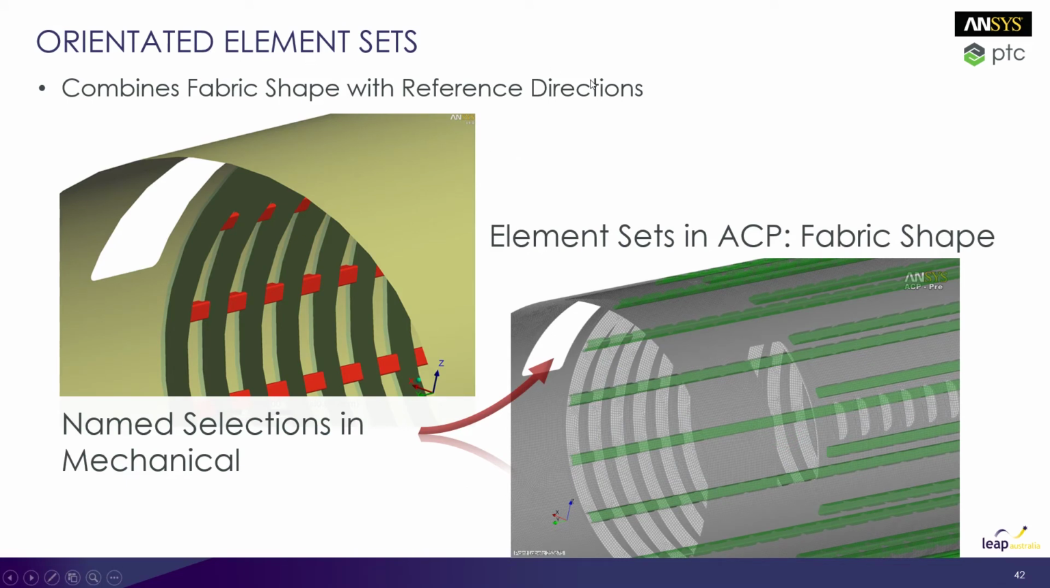The next component in defining a composite layup is to specify the fabric shapes. And a lot of this has already been done in the name selections that we specified in Mechanical. So anything that was specified there is going to be pulled through into ACP as a possible fabric shape. All we need to do is combine that fabric shape with a reference direction, with a rosette. And we're going to combine these two parts of the information in the oriented element set.